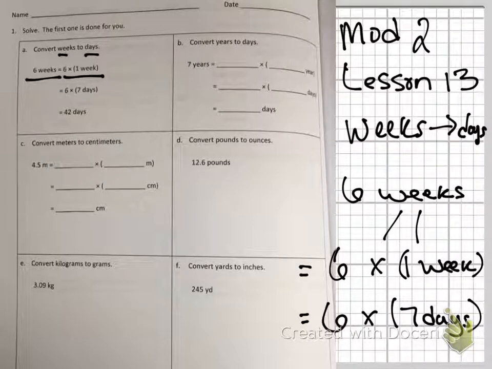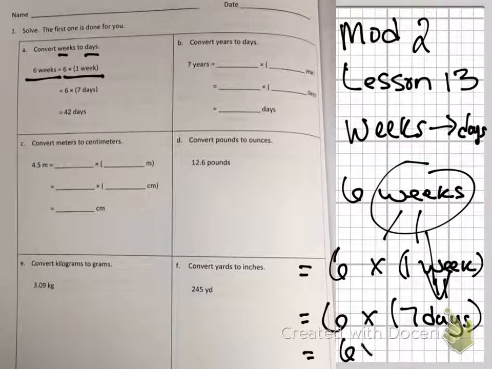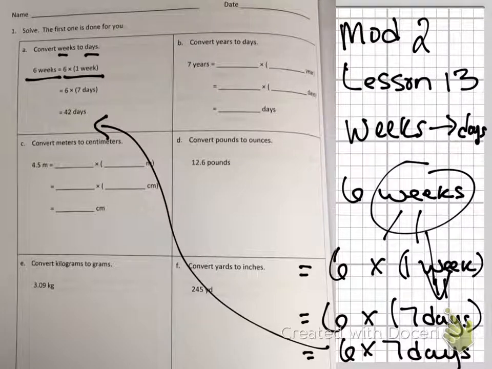So how did we get 7 days? Well, we know there's 7 days in 1 week. So we are now able to convert 1 week into its equivalent in days. We're able to convert weeks to days simply by breaking it apart into its 2 separate units. And then we switch our weeks to days, and by switching that, we get 7 days. So 7 days times 6 is what's going to give us our 42 days. 6 times 7 is 42. We add the unit back on.